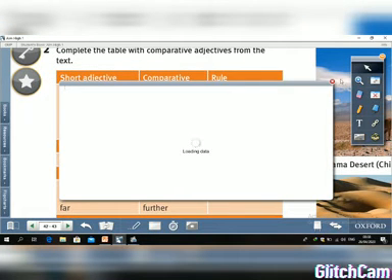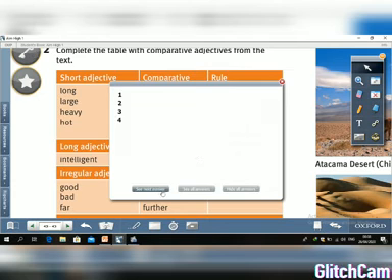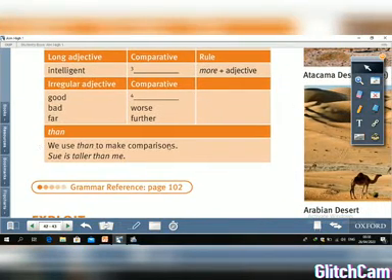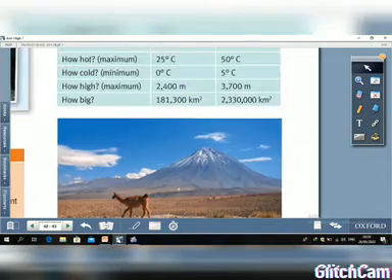Let's check our answers. Larger, heavier, more intelligent, better. We use than to make comparisons. For example: She is taller than me. She is tall, we added er, then the word than to make a comparative.